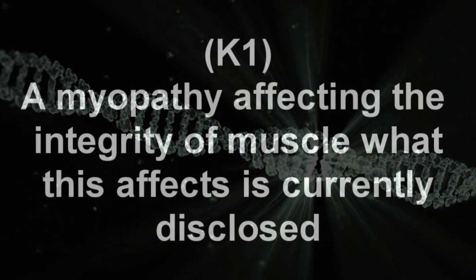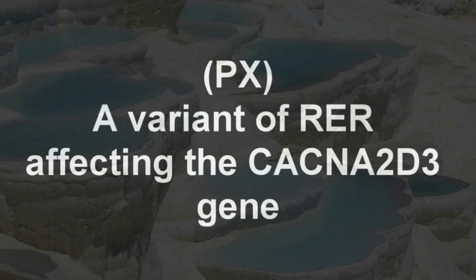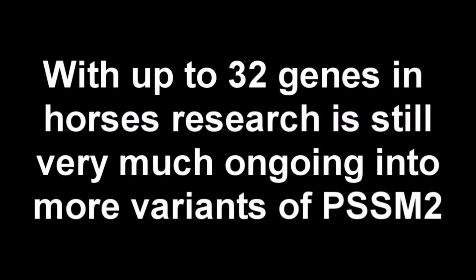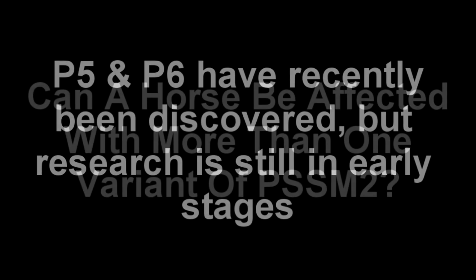K1, a myopathy affecting the integrity of muscle. What this affects is currently disclosed. PX, a variant of recurrent exertional rhabdomyolysis affecting the CACNA2D3 gene that assists in folding and unfolding proteins in muscles. With up to 32 genes in horses, research is still very much ongoing into more variants of PSSM2. P5 and P6 have recently been discovered, but research is still in early stages.